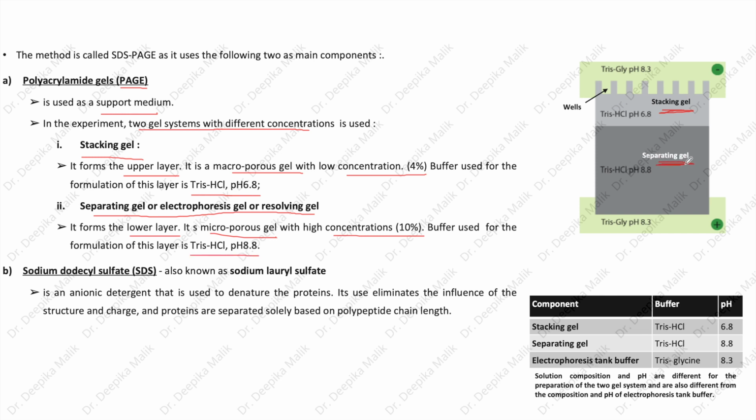The other component for this system is SDS, that is sodium dodecyl sulfate. It is an anionic detergent that is used to denature the proteins. Its use eliminates the influence of structure and charge, and proteins are separated solely based on polypeptide chain length. It is also known as sodium lauryl sulfate.